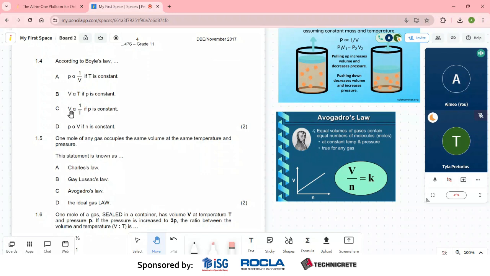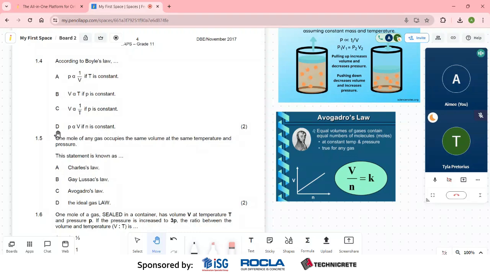Okay, and remember, if you've written it out like this, you're saying that volume is inversely proportional to temperature because they're not on the same level, they're not in the same part of the fraction. So look at this. This is the mathematical notation for directly proportional. This is the mathematical notation for inversely proportional. Okay, so if they're in the same place on the fraction, so in the numerator, they're directly proportional. If one is in the numerator and the other is in the denominator, it means that they are inversely proportional.